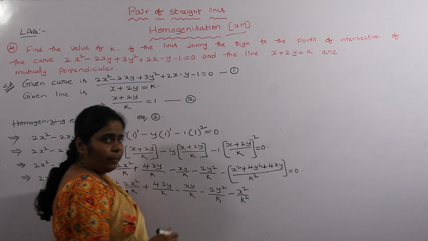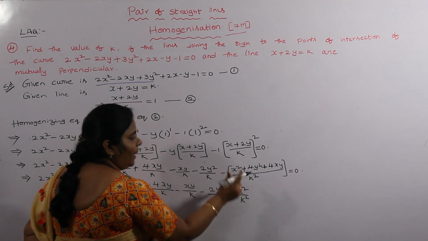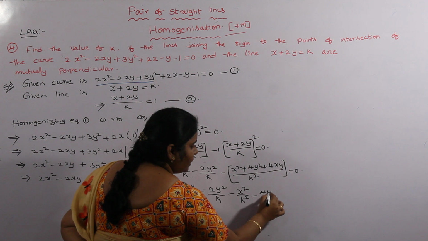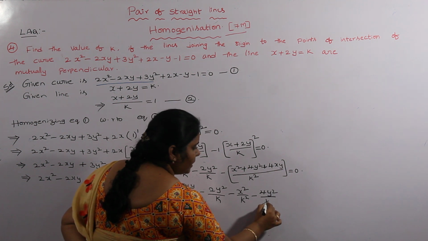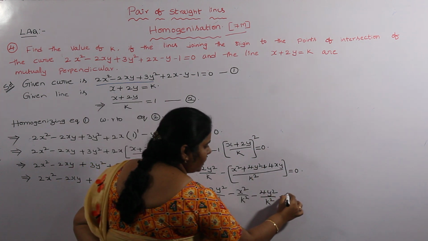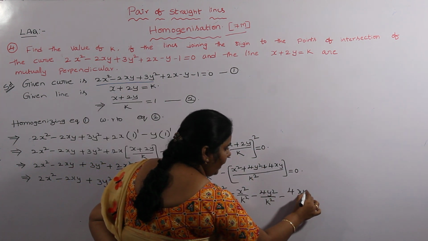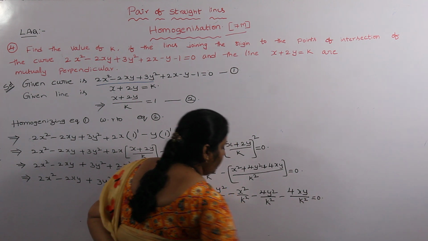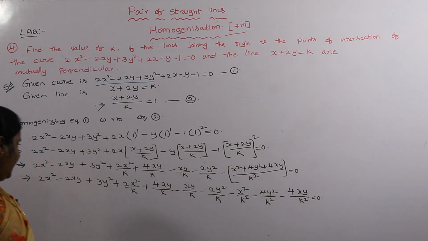So x²/k², plus into minus is minus 4y² by denominator k², plus into minus is minus 4xy by denominator k², is equal to 0. Now this equation is ax² + bx + c. This equation can be written in the form ax² + bx + c.